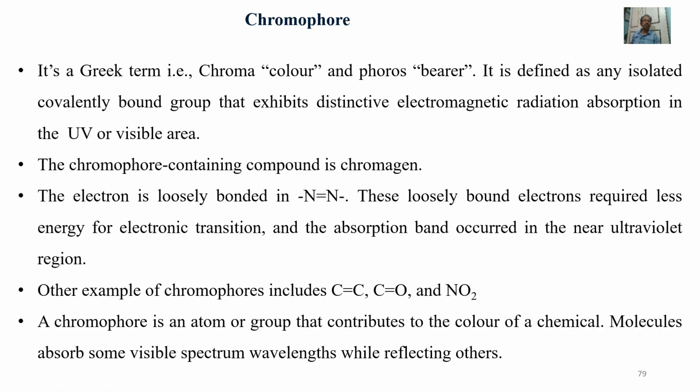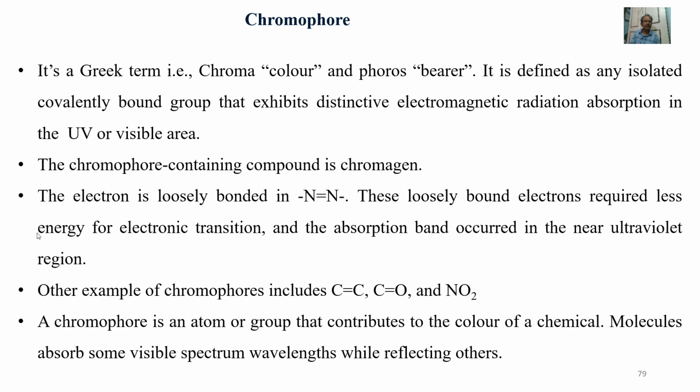Chromophore is a Greek term. Chromo means color and phos means bearer. It is defined as any isolated covalently bonded group that exhibits distinctive electromagnetic radiation absorption in the UV or visible area. The chromophore containing compound is chromogen.